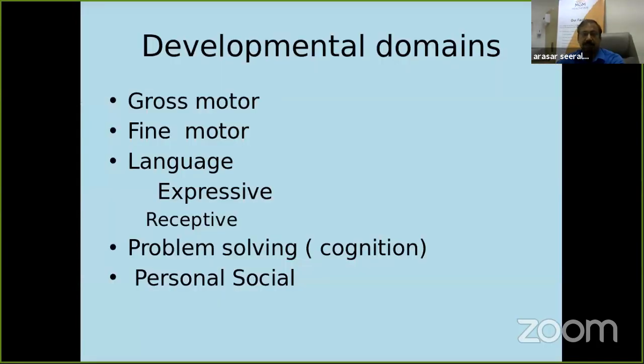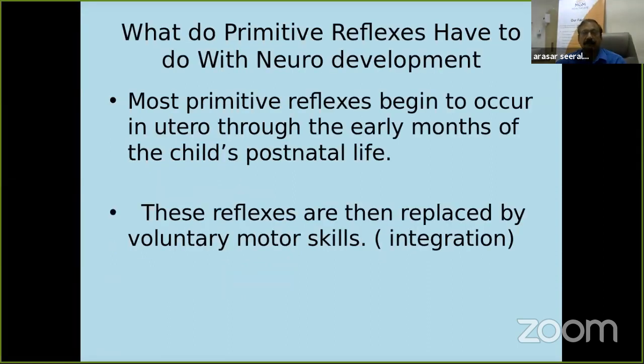Now, the developmental milestones are classified under these larger domains of gross motor, fine motor, language. In language, you have the expressive and the receptive. Then the problem solving, which refers to cognition, and the personal, social, and adaptive milestones. There is a big role for primitive reflexes.